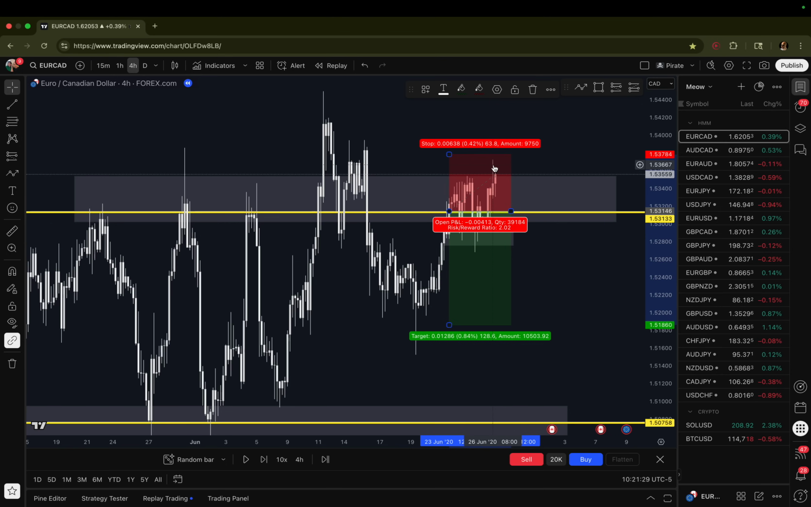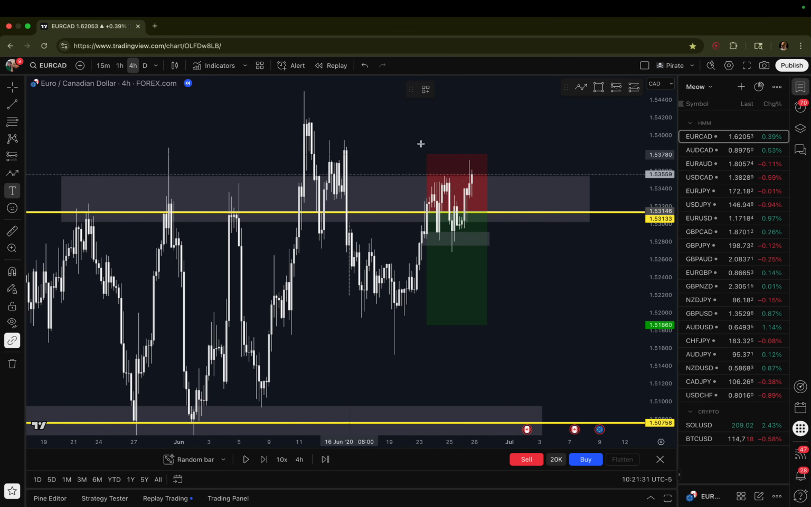So this trade, we're going to close it here. This is going to be a 0.75 units of loss, right? So if we risked $1,000, it's going to be minus 0.75 units of R. So that is where I'm going to get out of the trade.